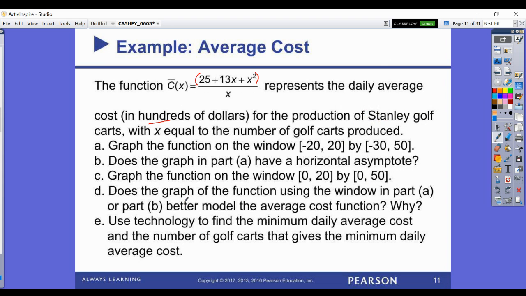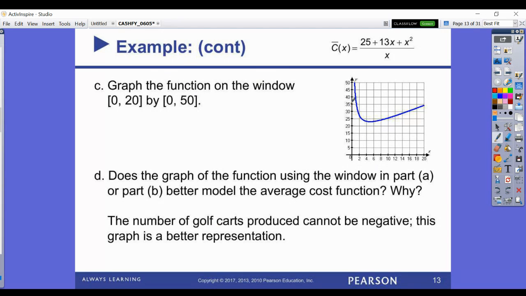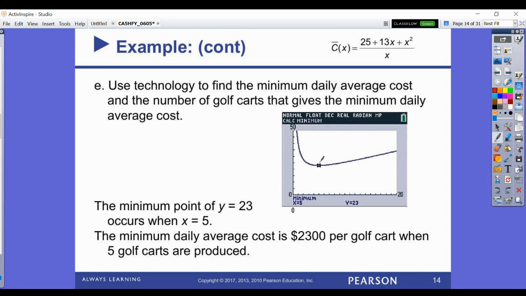And then part E, use technology to find the minimum daily average cost. Well, this is my average cost. So what I want to find is the minimum. So you have to use your calculator for this. You would have it graphed in here, and what we're looking for is the minimum. So use your calculator. Second, trace the minimum, do the left, the right, and you'll have it. The answer to that is at x equals 5.